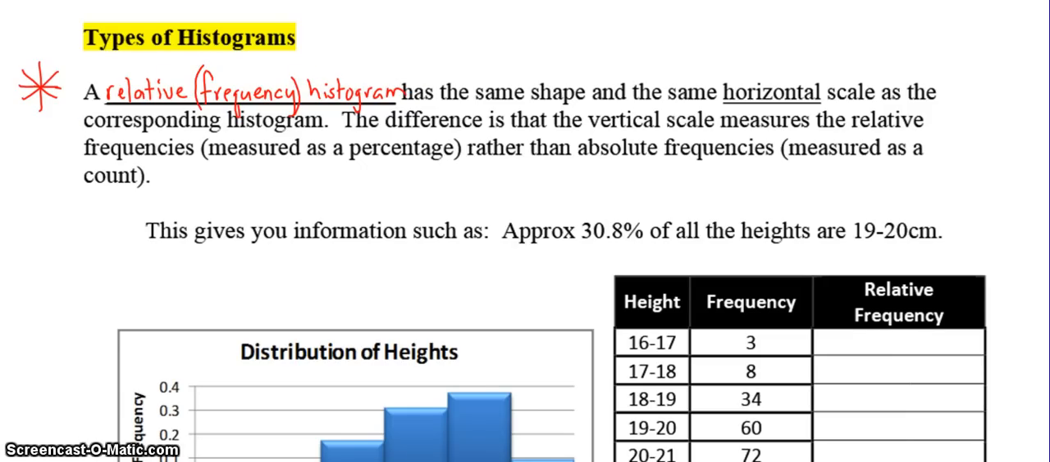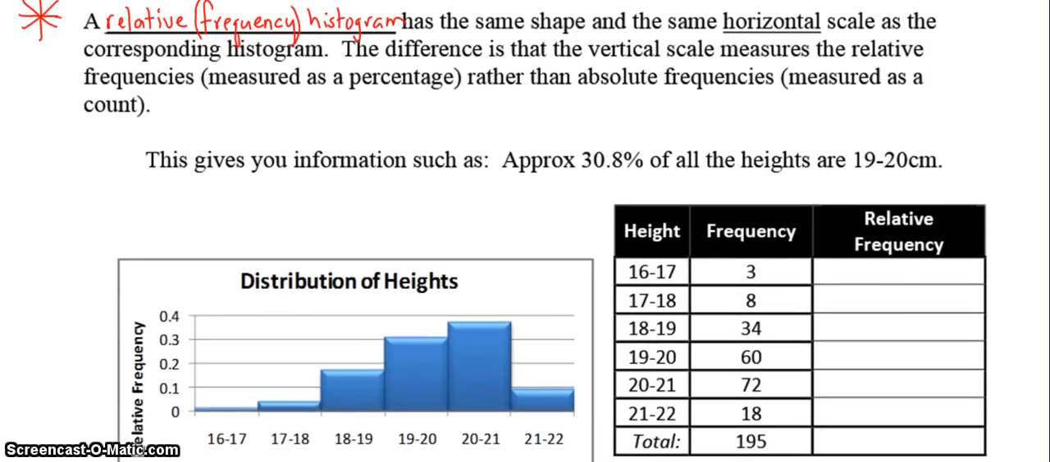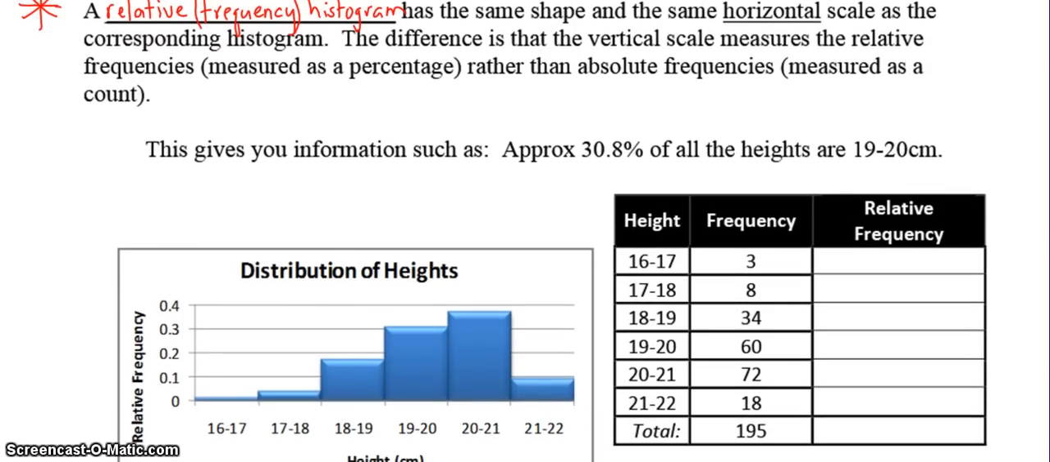Now, it has the same shape and the same horizontal scale as the corresponding histogram. So if you took a look at the first histogram, the x-axis is the same and the size of the bars are all the same. The only difference is that the vertical scale measures the relative frequencies, which are the percentages, rather than the absolute frequencies, which are measured as a count.